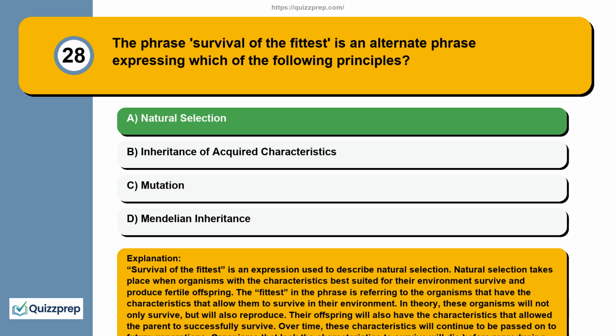Their offspring will also have the characteristics that allowed the parent to successfully survive. Over time, these characteristics will continue to be passed on to future generations. Organisms that lack the characteristics to survive will die before reproducing, and therefore, not pass on the less desirable characteristics.